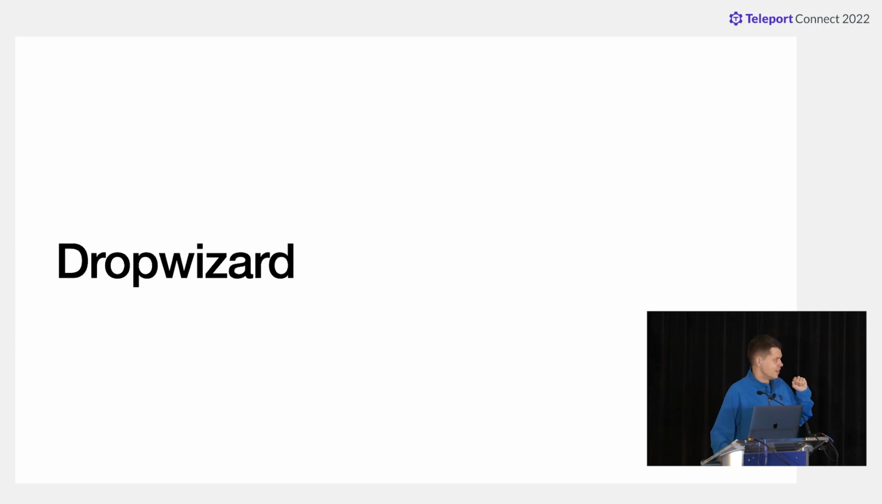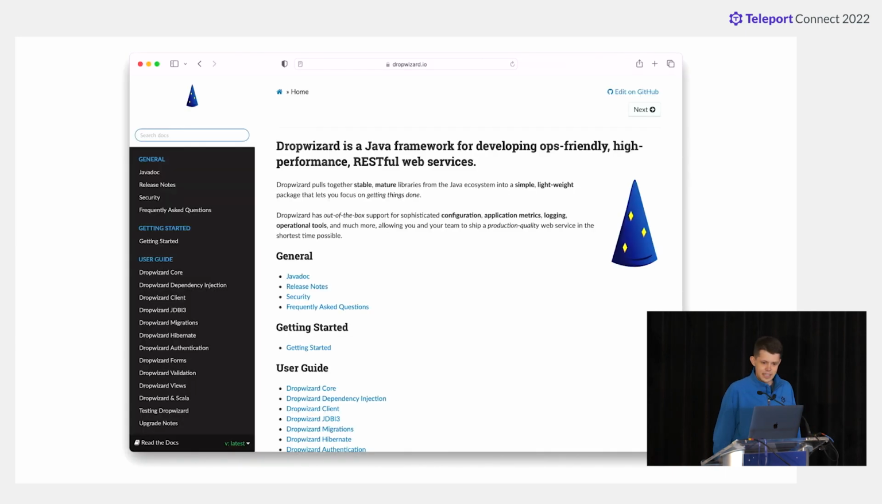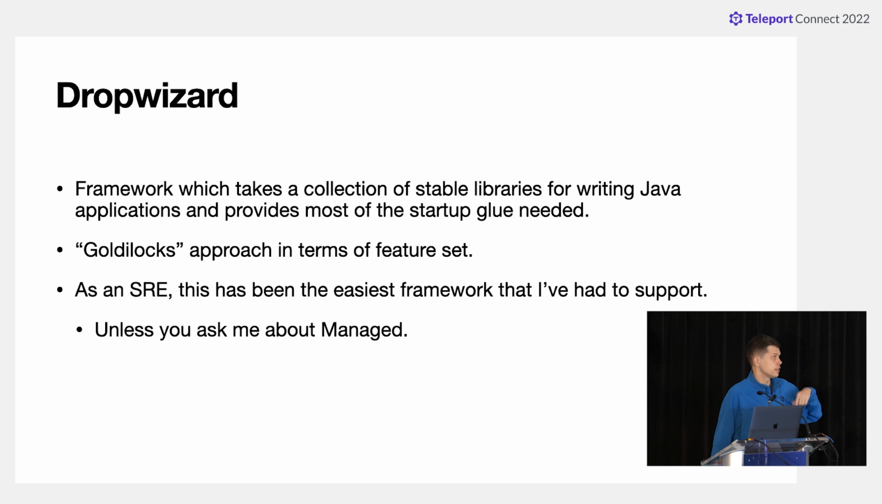Dropwizard, all right, bit of a whip. It is a Java-based web framework for making operations-friendly, high-performance RESTful web services. They're right about this being operations-friendly. I've worked at companies that have done Ruby on Rails, Python, Node.js, Go, etc. This is literally the nicest framework that I have used in terms of SRE friendliness.